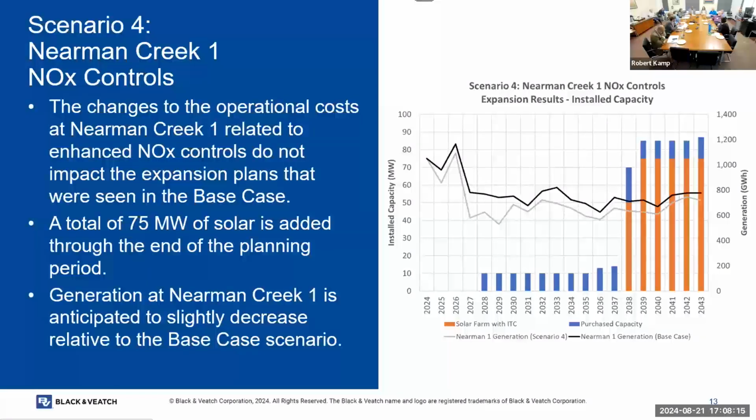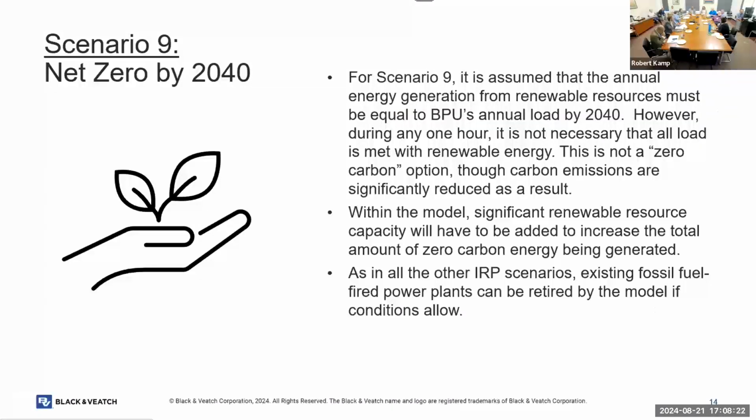Any other questions on scenario 4? Scenario 9. This is the net zero by 2040 case. Again, this is a net zero carbon case. For this, it was assumed that annual generation from renewable or zero carbon resources would have to be equal to BPU's annual load by 2040. Again, this is all on an annual basis. During any one hour, it's not necessary that all the load is met with renewable energy. This is not a zero carbon option, but carbon emissions would be significantly reduced.